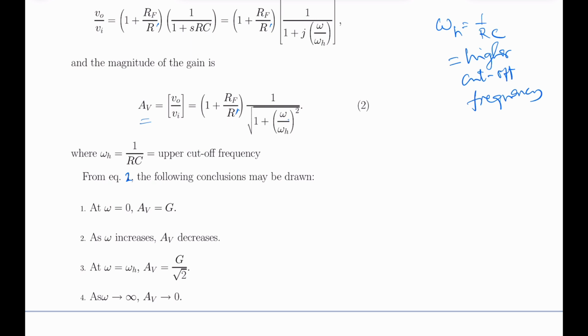As omega tends to infinity, AV tends to 0. Okay, here you see, if omega goes to infinity, then this denominator becomes infinite. So AV tends to 0.